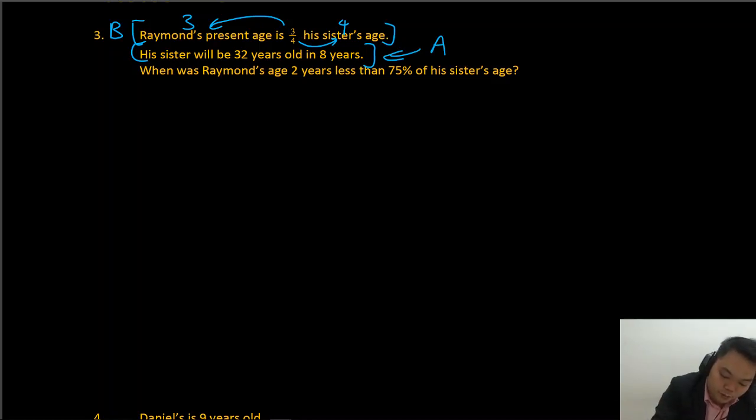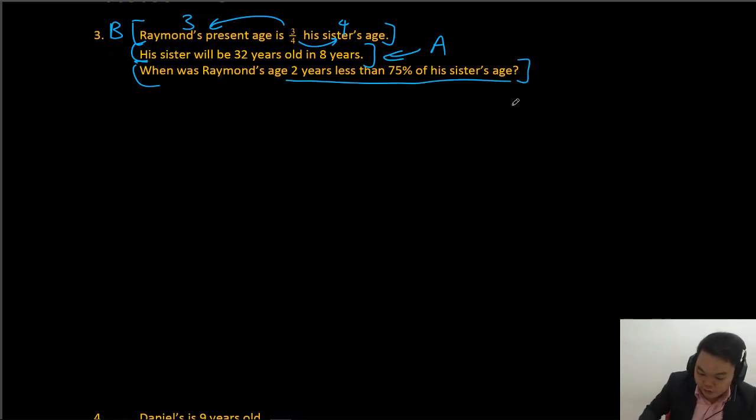Okay, then when was Raymond's age 2 years less than 75% of the sister's age? Okay, over here, this is probably the part that we need to break down.